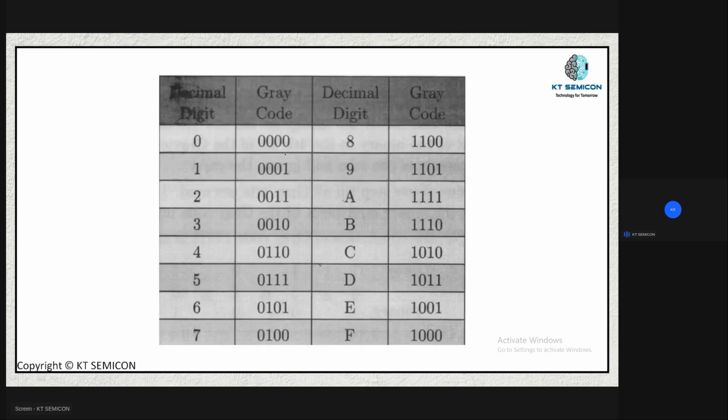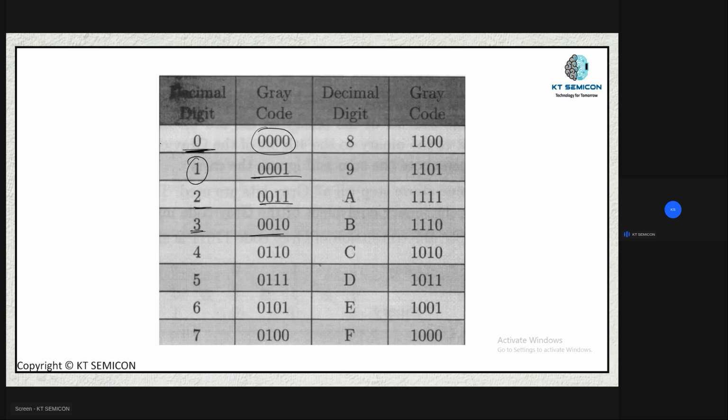So this is how your gray codes are going to look. For 0, this is your decimal digit 0 and this is your gray code. And for 1, you are going to have this as your gray code. And for 2, this is your gray code. And for 3, this is your gray code, and so on.